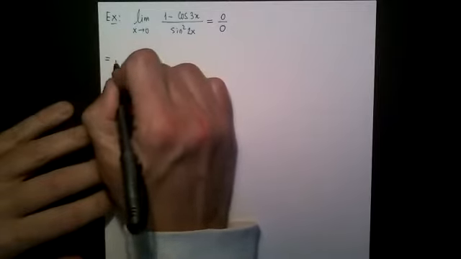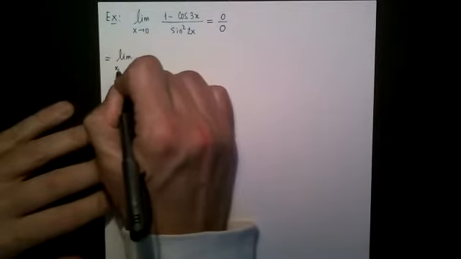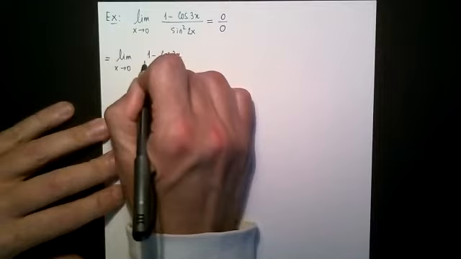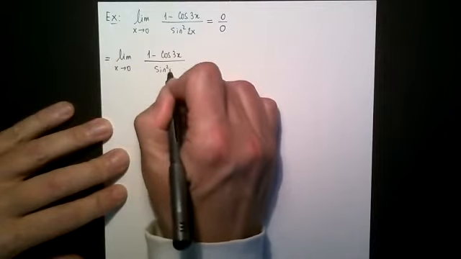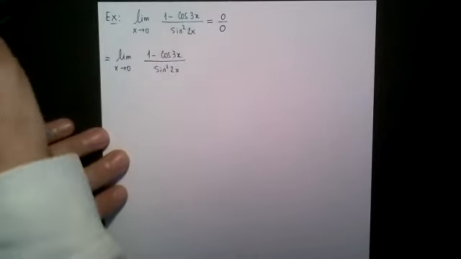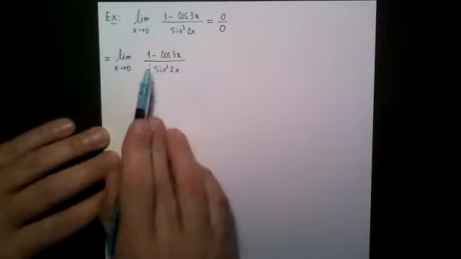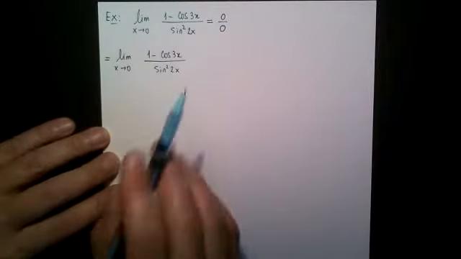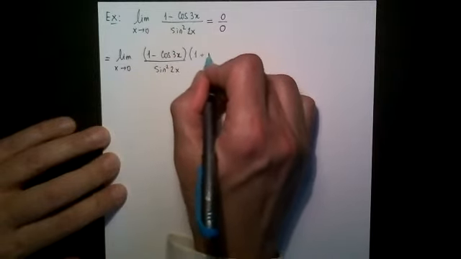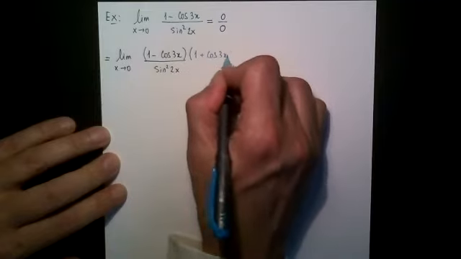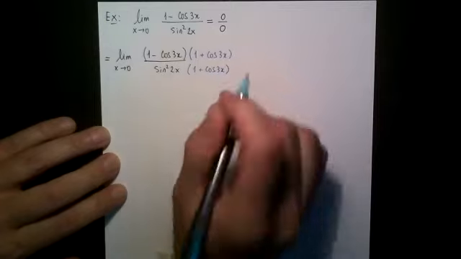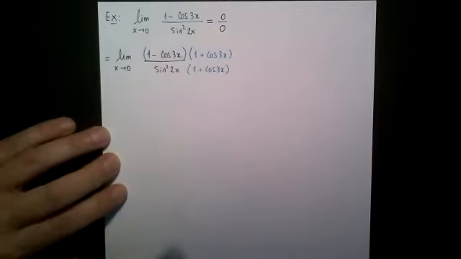So equals to limit x approaches 0, so 1 minus cos of 3x divided by sine squared of 2x. And what I'm going to do here, and this is a pattern that you will recognize often, when you have 1 minus cos or 1 minus sine, it's very practical to multiply by the conjugate. 1 plus, just like we did with square roots, okay? So multiply the bottom as well by 1 plus cos of 3x. Okay, and you will see what's going to happen now.